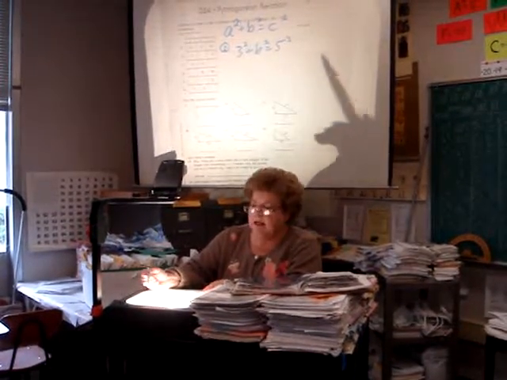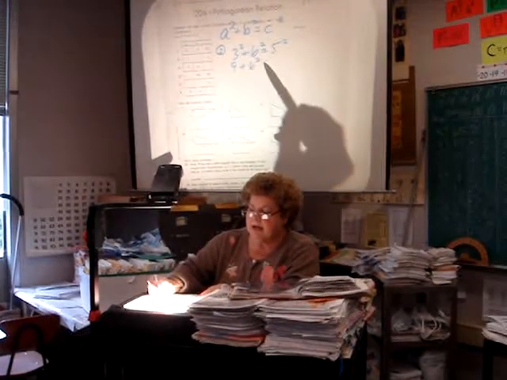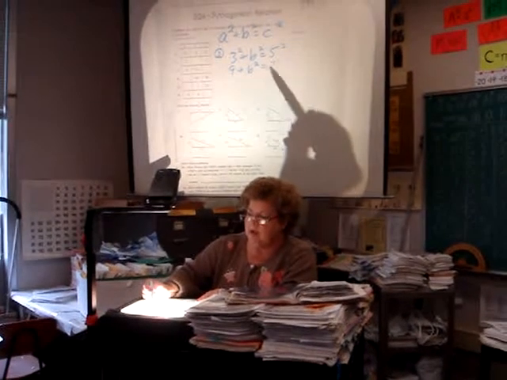Okay, so what's 3 times 3 is 9. And so we have 9 plus b squared equals 5 squared. 5 times 5 is 25.